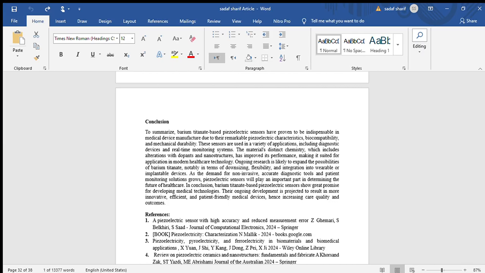In conclusion, barium titanate based piezoelectric sensors show great promise for developing medical technologies. Their ongoing development is projected to result in more innovative, efficient, and patient-friendly medical devices, hence increasing the care quality and outcomes.